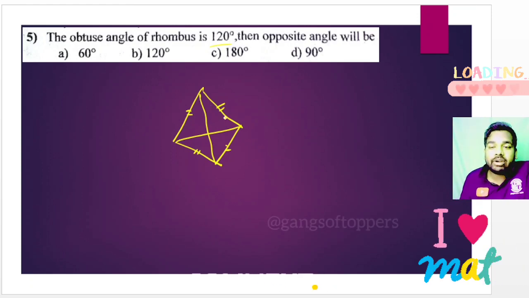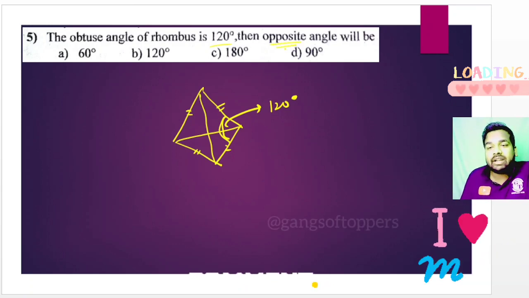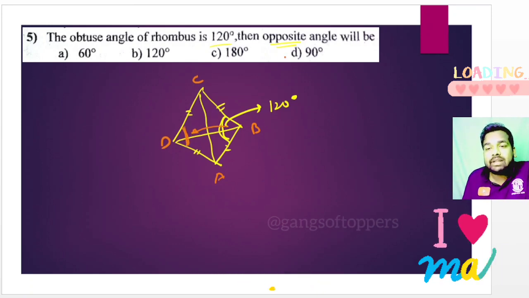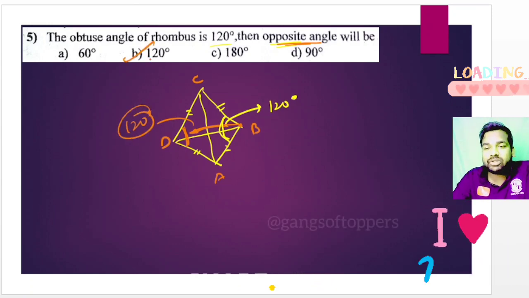Now this is the angle we are considering, and this angle is 120 degree. The question is asking what is the opposite angle. Suppose we mark this as point A, this as point B, this as point C, and this as point D. The question is asking what is the opposite angle of B, that is D, and this will be 120. Okay, the answer will be 120. This is a very easy question, I think.